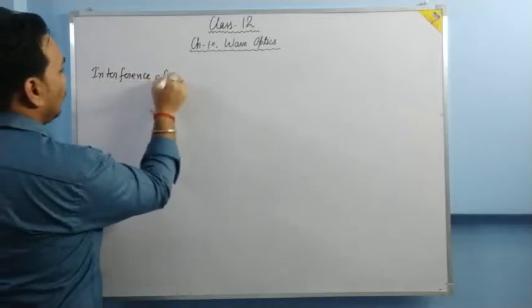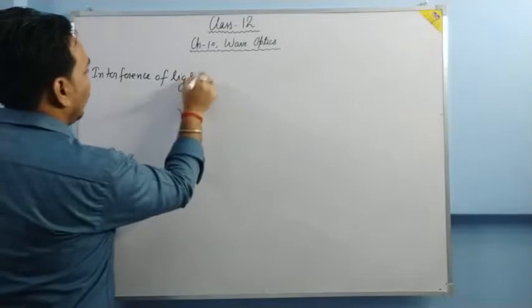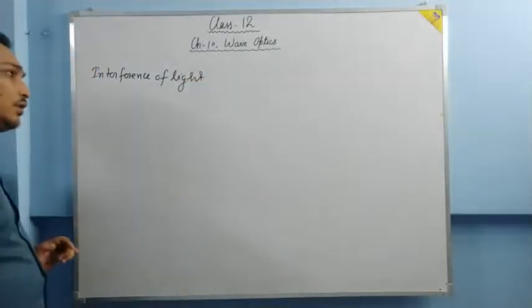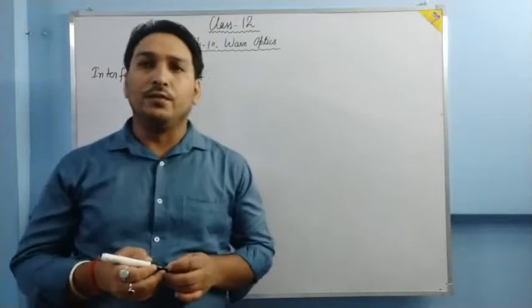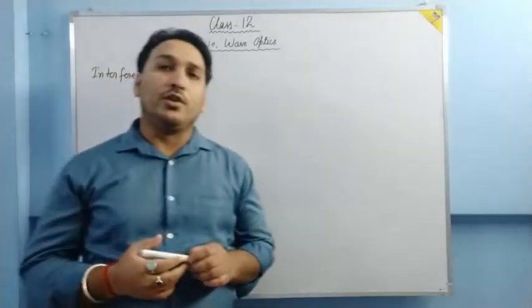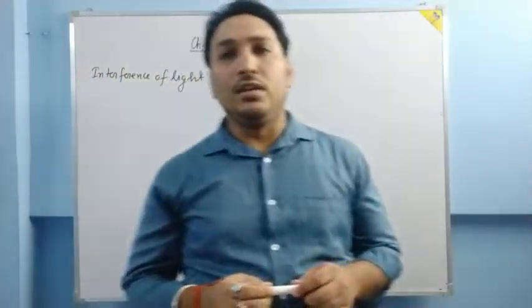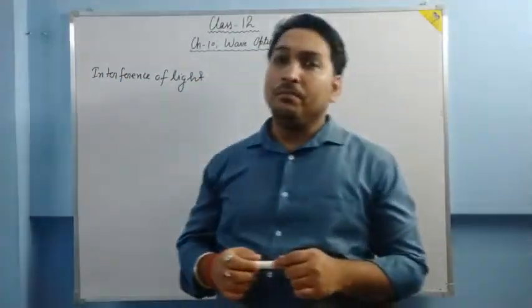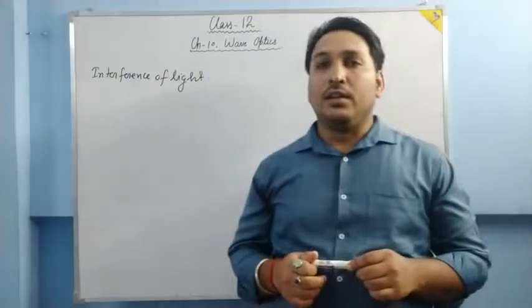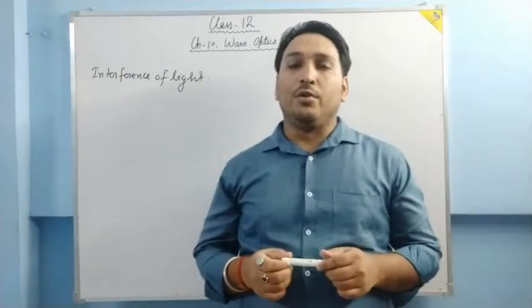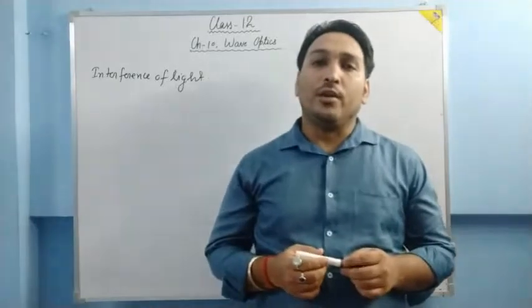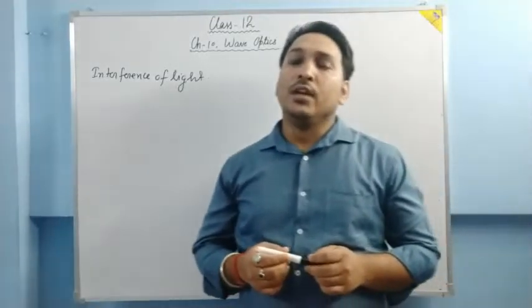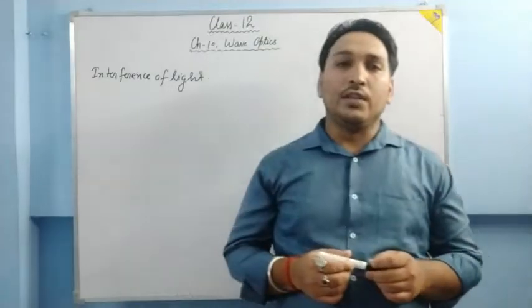Interference of light. What we studied in this: whenever two light waves of the same frequency having zero or constant phase difference, traveling in the same direction, superpose each other, then the intensity of light gets redistributed, becoming maximum at some points and minimum at some other points, and this phenomenon is called interference of light.